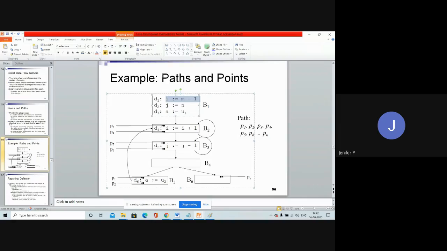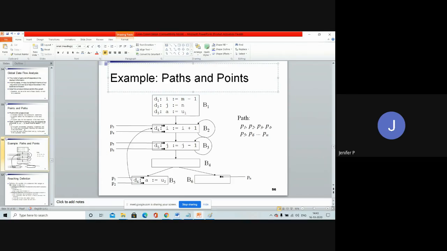Here they define two important terms, point and path. A point is, when you consider any statement, the position before and after that statement. For example, if I take the B1 block with 3 statements, there are points 1, 2, 3, 4, so B1 contains 4 points. B2 has 2 points. Every statement has a point before and after it.